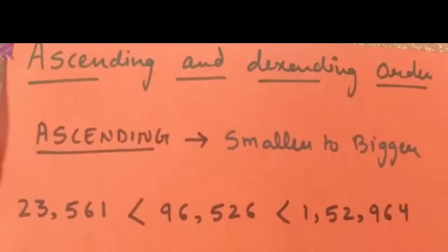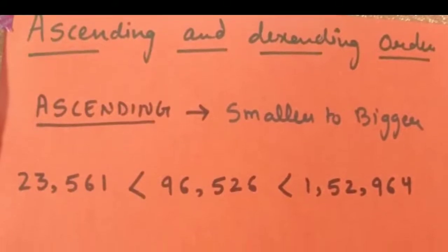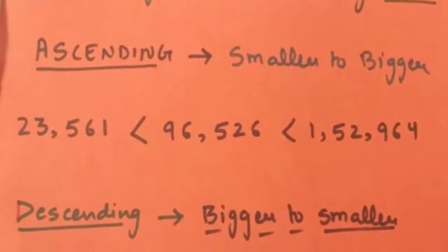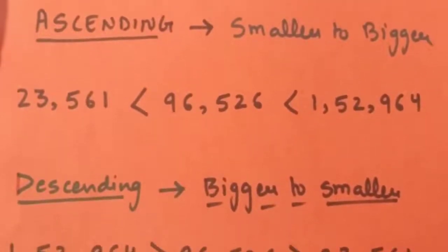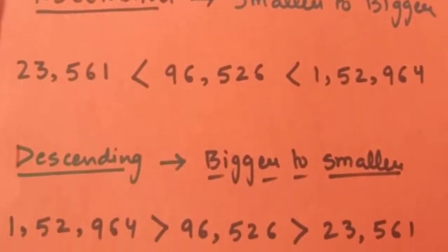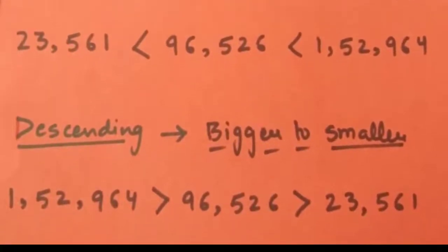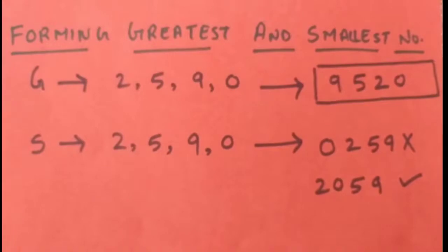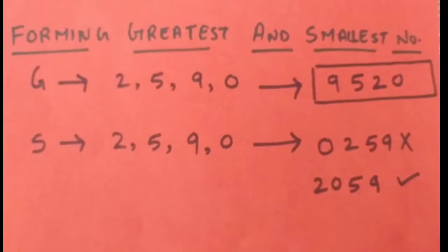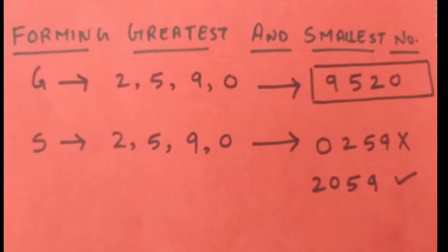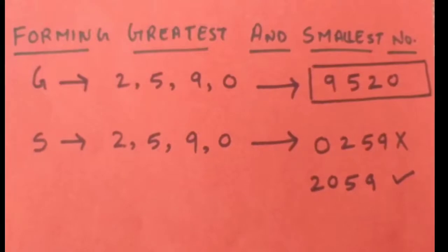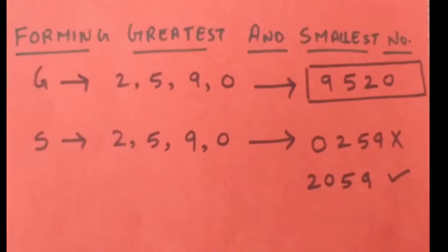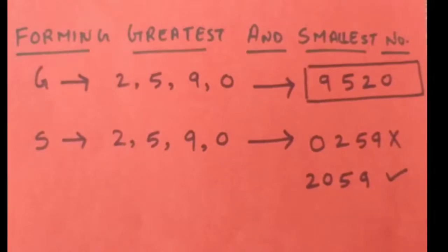The next concept was ascending and descending order. As you already know, ascending means arranging the numbers from smaller to bigger, whereas descending means arranging the numbers from bigger to smaller. After that, we learned about the formation of numbers. To form the greatest number, we write the given digits in descending order, and to form the smallest number, we write the digits in ascending order. If there is a 0 among the digits, it takes the second place after the smallest digit.